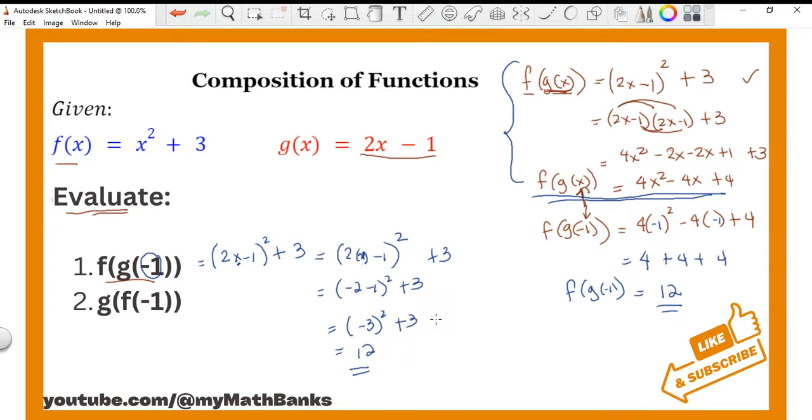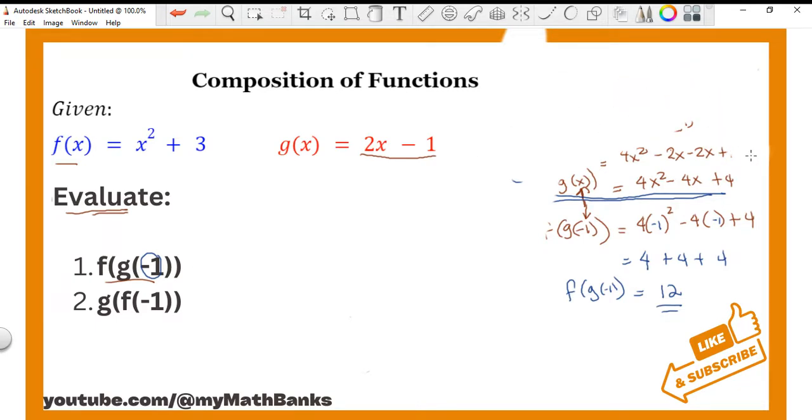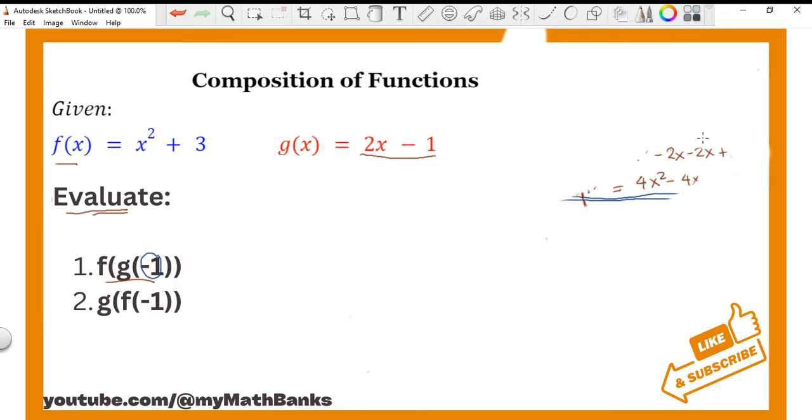Okay, so now let's try the second example. I'm going to erase this so I have some space to write. And I'm going to solve this again both ways. I should be careful to not delete even the sides. Okay, so now we need to do g of f. So let's do the g of f of x first, okay?